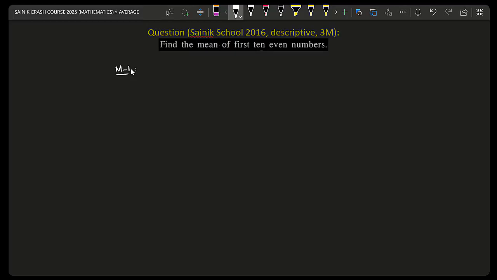So for the sum of observations, first even number is 2. Second even number, 4. Third even number, sir, 6, and so on. What will be the 10th even number?